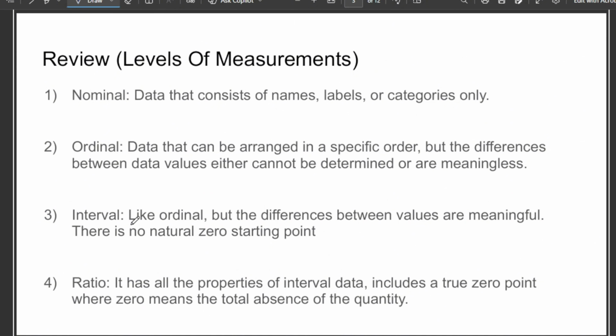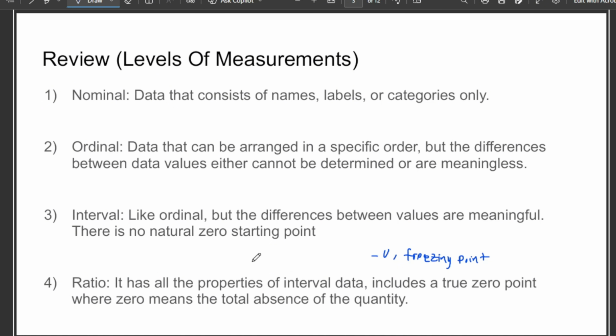Okay, now interval. Like ordinal, but the differences between values are meaningful. There is no natural zero starting point. So zero here doesn't mean there's an absence of the quantity. For example, degrees in Celsius or Fahrenheit. If we're talking about degrees Celsius, zero means what? Freezing point. So zero doesn't mean nothing. It means the freezing point. That's an example of an interval.